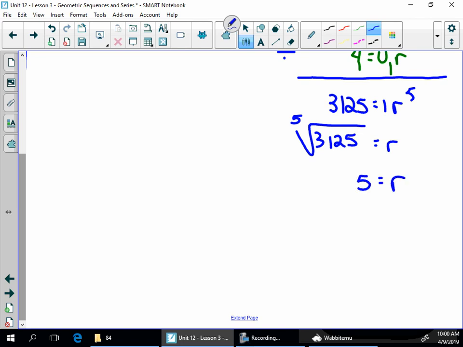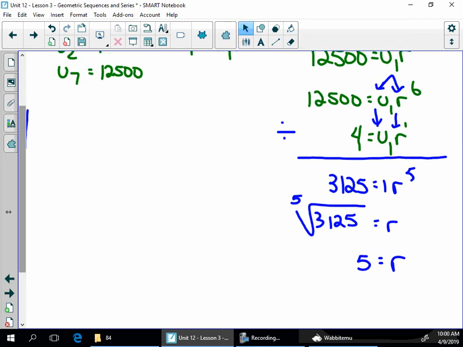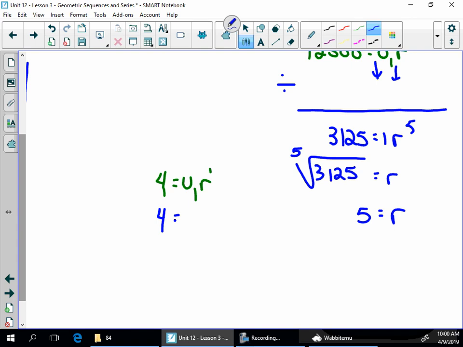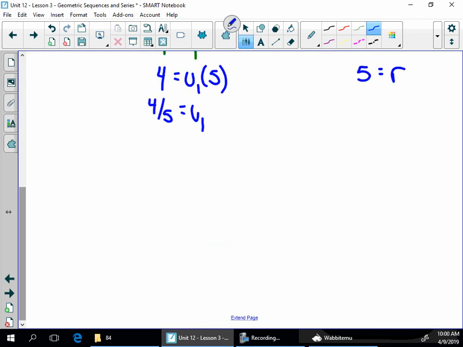Now that I've got R, I can go back to one of my original equations. I'm going to suggest maybe this one, because it's nice and easy to work with, and find U1. So 4 is 4, U1 I don't know, but I know R is 5. Hey, U1 is 4/5, or 0.8. Okay. The question was, what was the equation? Well, now I got the parts and pieces I need. So part A, all that math results in U n equals 4/5 times 5 to the n minus 1.